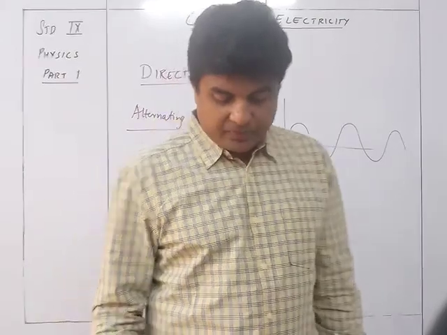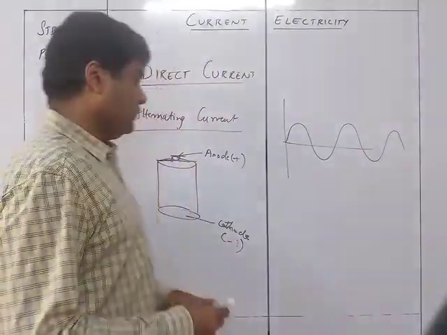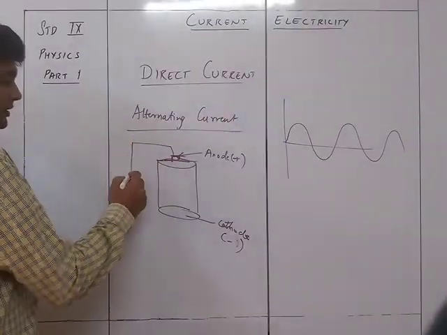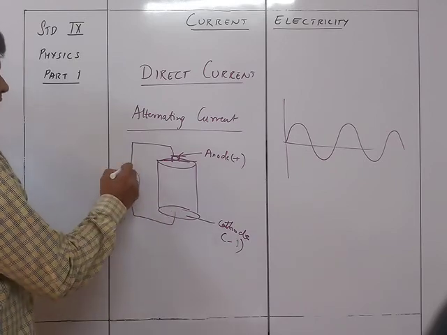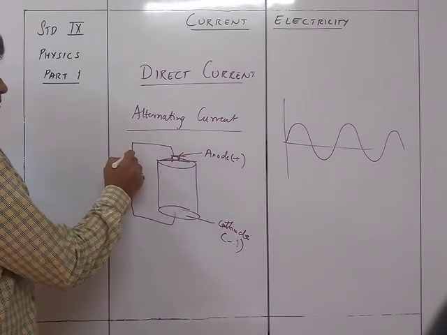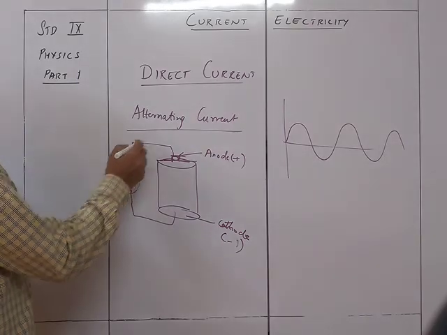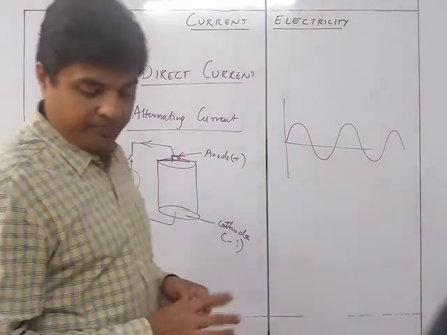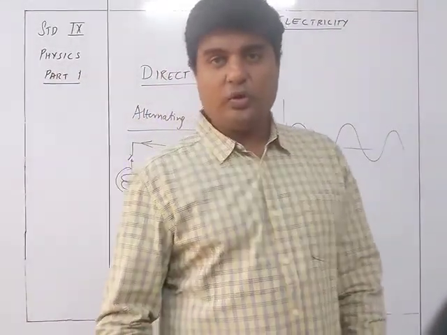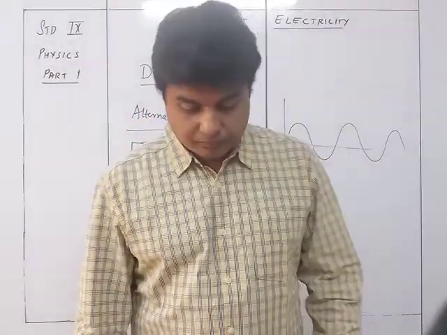and the flat one at the bottom is the negative terminal. And current is always going to flow from the positive terminal through the bulb, and it is going to come to the negative terminal. So if I put a switch over here, the current will flow from positive to negative in this way. So this is how the current is going to flow in a particular circuit.